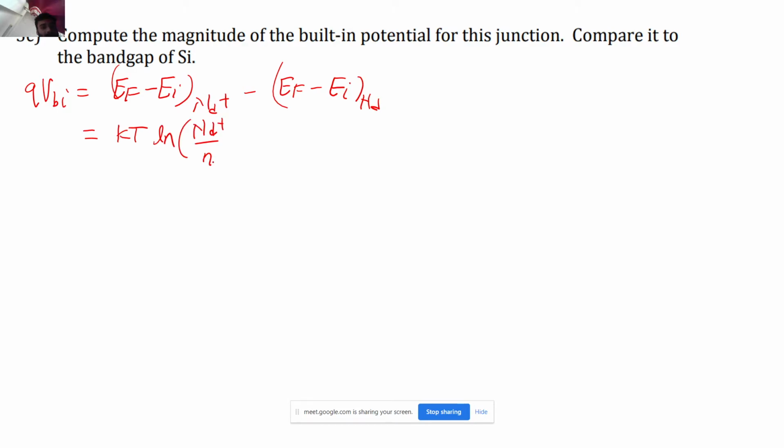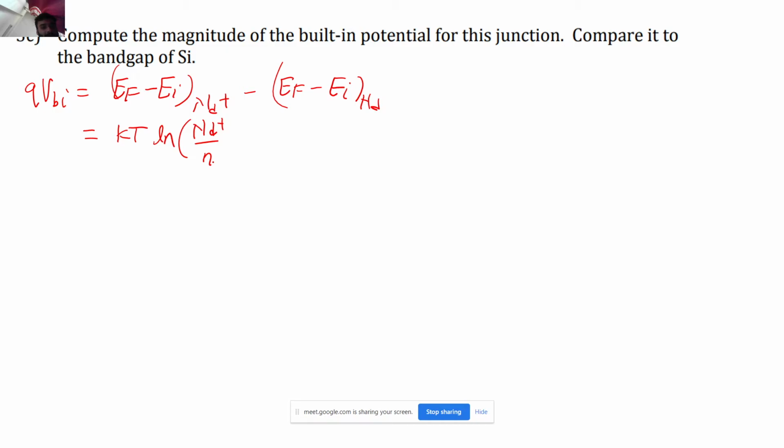So the Q times VBI will be what? EF minus EI on the right hand side, ND plus, minus EF minus EI on the left hand side, that is ND, correct? Now how am I going to find this EF minus EI at ND plus? You know from the formula that EF minus EI, I can write as KT ln of ND by Ni. So the concentration over here is ND plus by Ni, and minus similarly for here KT ln of ND by Ni. This should be equal to Q VBI, correct?